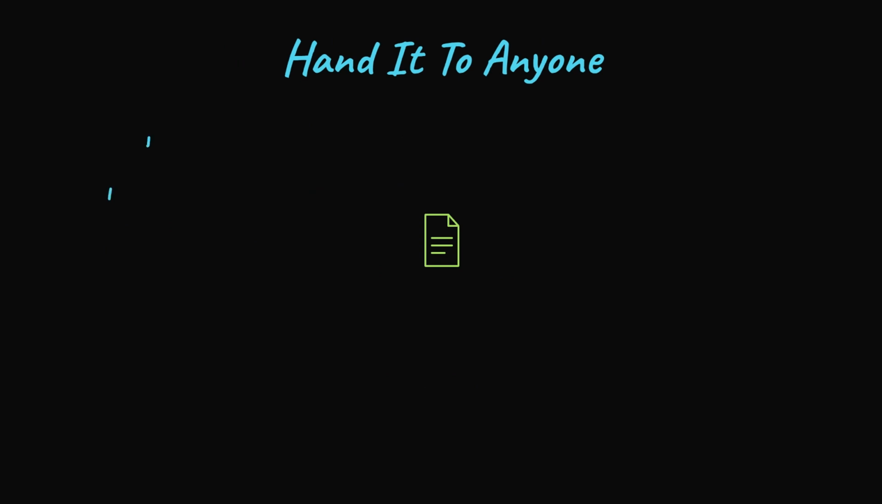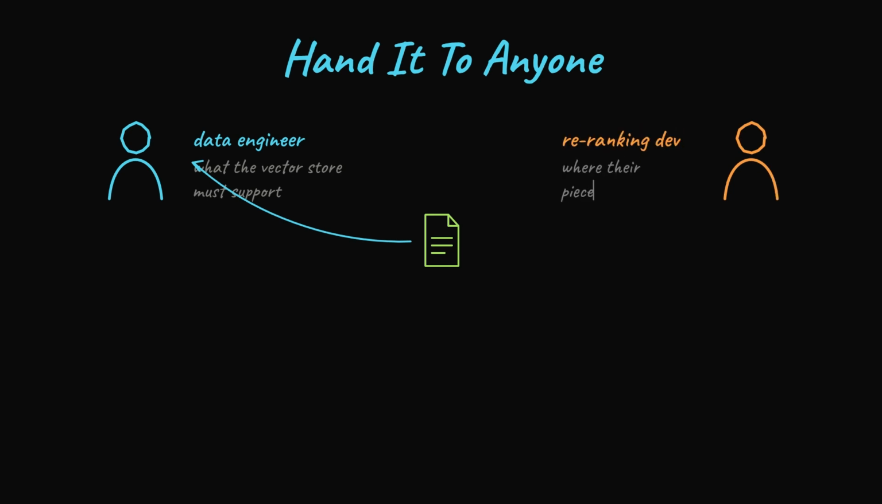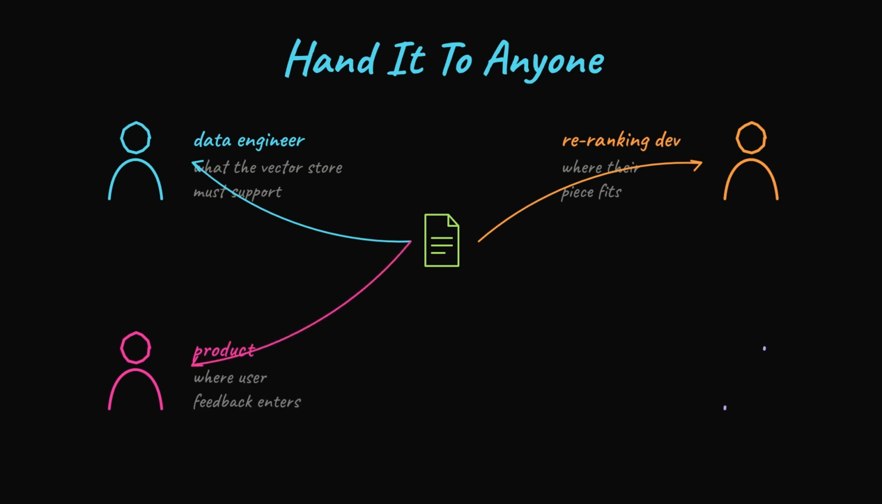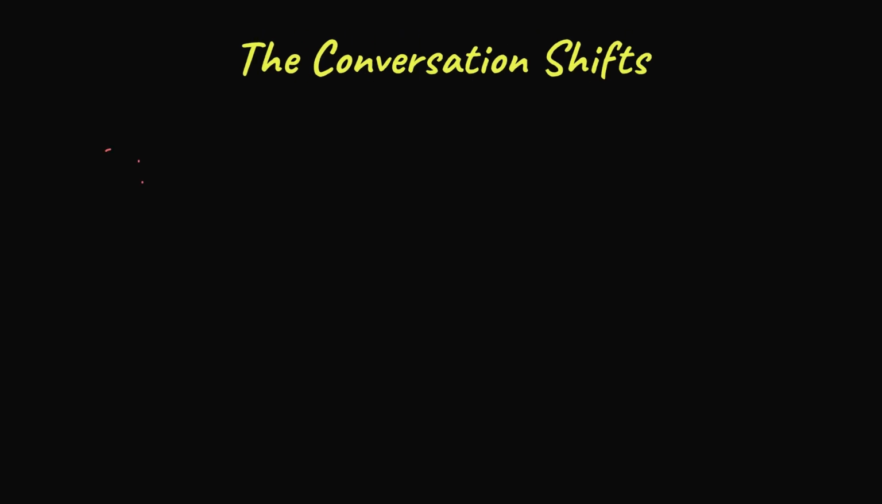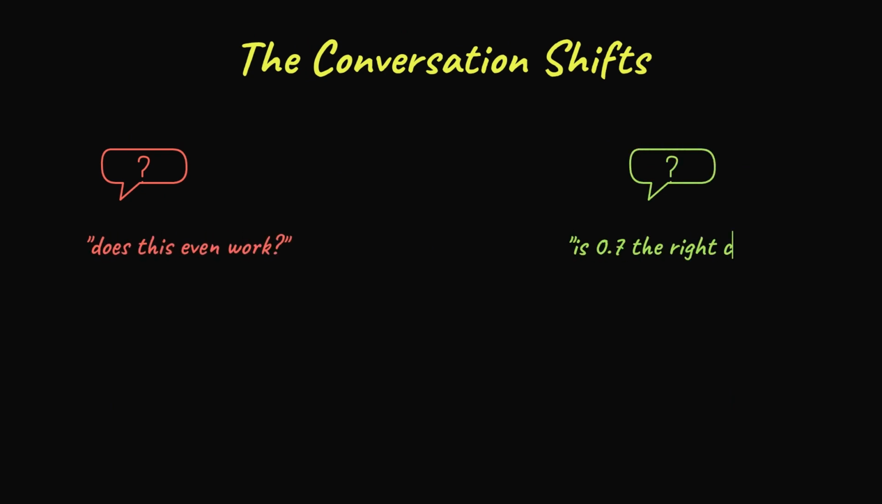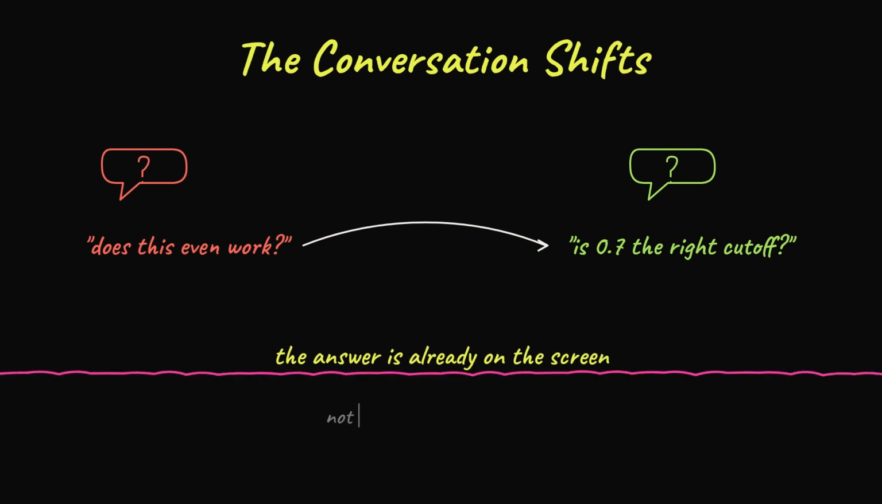Your data engineer can look at it and know exactly what the vector store needs to support. Whoever's working on re-ranking can see where their piece fits. Product can see where user feedback enters the system. Even leadership can glance at it and see where the risk points are without needing a technical walkthrough. The conversation shifts from, does this work, to is 0.7 actually the right cutoff? And that second question already has an answer sitting right there on the screen instead of buried in someone's head.